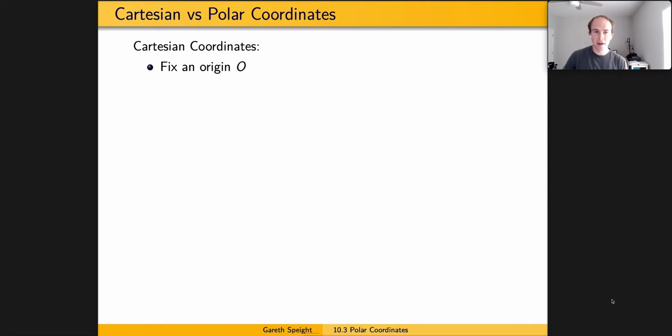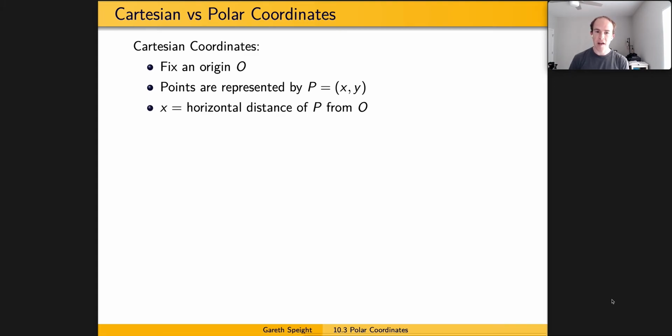So let's get started. Okay, and as we talked about with Cartesian coordinates, the steps are normally we fix a point, which is our origin, which we typically call O. And then points are represented by x comma y, where x is the horizontal distance of the point from the origin and y is the vertical distance of the point from the origin.